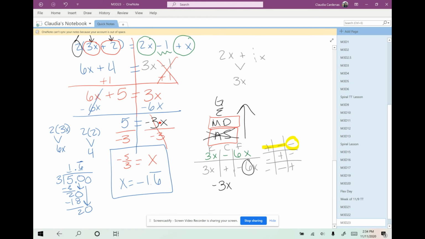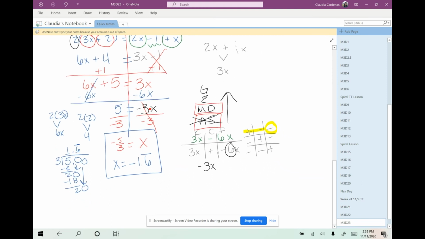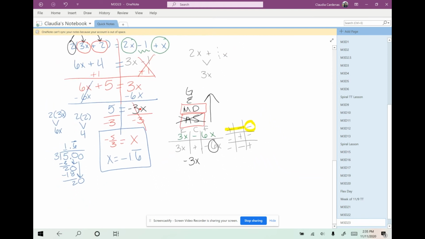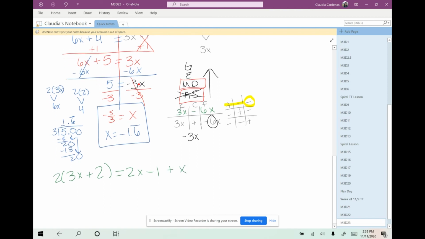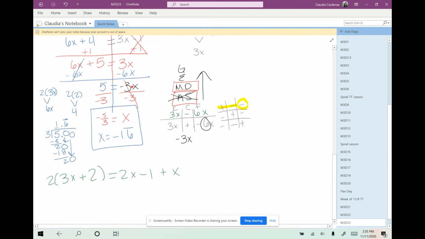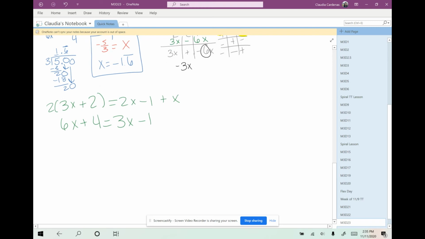Alrighty, so now that we have solved and figured out the answer to our equation, we can double check our work by substituting this number right back in for x to see if we get a true statement. So I'm going to rewrite it below. So 2 parentheses 3x plus 2 equals 2x minus 1 plus x. And actually, I know that I've already distributed this, so actually let's write the simplified version, right? That way we don't have to go back and redistribute and do all these fun things.